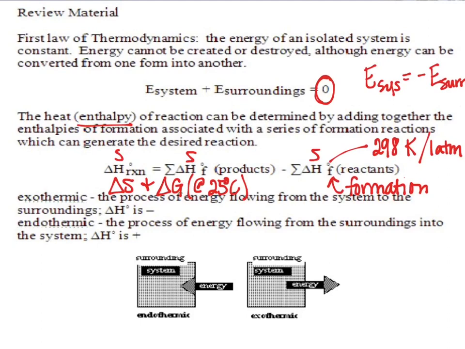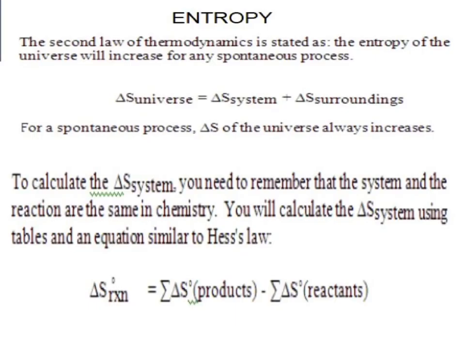Remember, exothermic is a negative delta H and endothermic is a positive delta H. So entropy is denoted as S. Entropy is disorder. Things go from being in order and progress to being disordered. Your room is nice and clean, and then 2 days later it has gone through disorder.